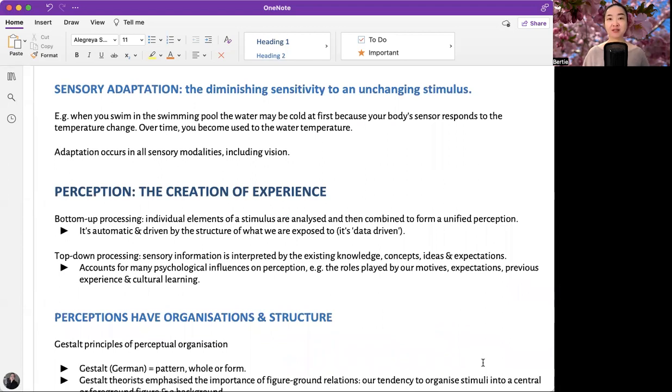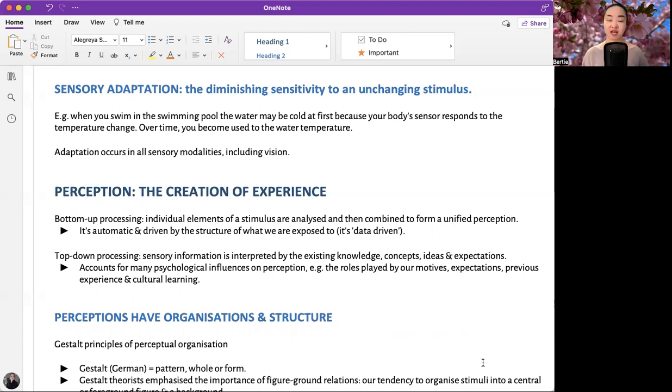Sensory adaptation, the diminishing sensitivity to an unchanging stimulus. For example, when you swim in the swimming pool, the water may be cold at first when you jump in, because your body's sensors respond to the temperature change. Over time, you become used to the water temperature. You don't feel so cold anymore. Adaptation occurs in all sensory modalities, including vision.